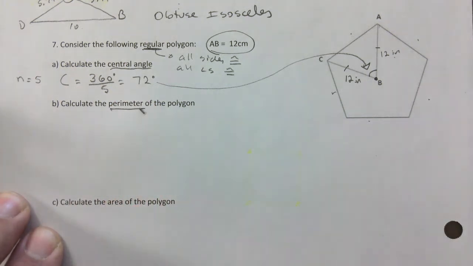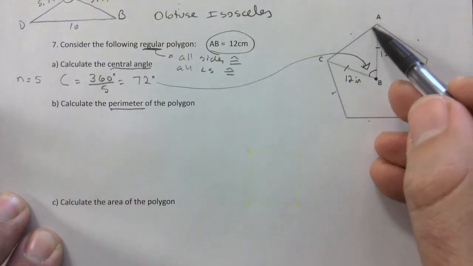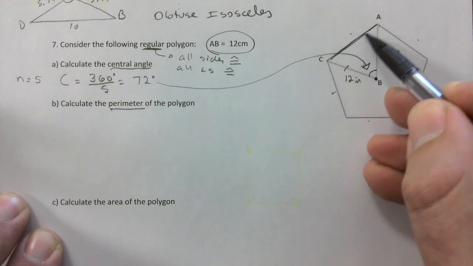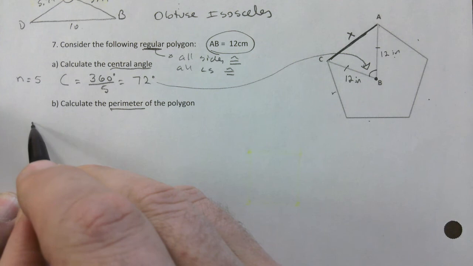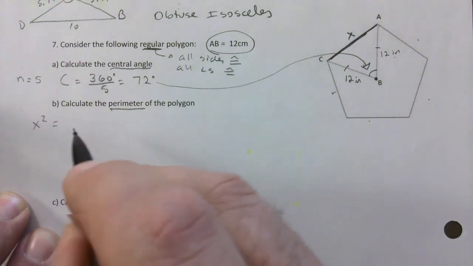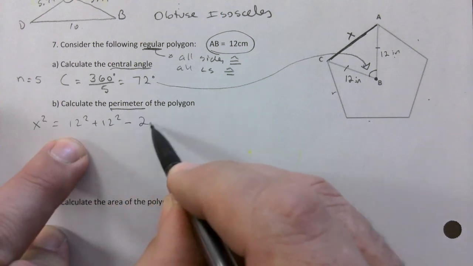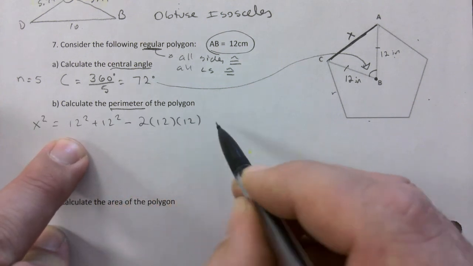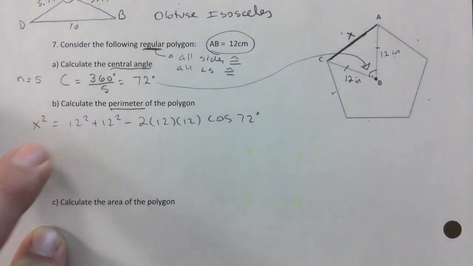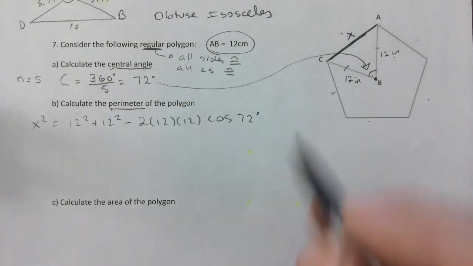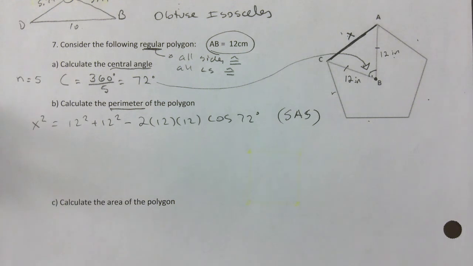Calculate the perimeter of this polygon. First, you need to figure out the side length. We're going to call this side length x. x squared is equal to 12 squared plus 12 squared minus 2 times 12 times 12 times cosine of the angle across from it, which is 72 degrees. That's cosine law, right? Because it's an SAS. Let's write that down right next to it. You're going to need to know your cosine law, obviously.